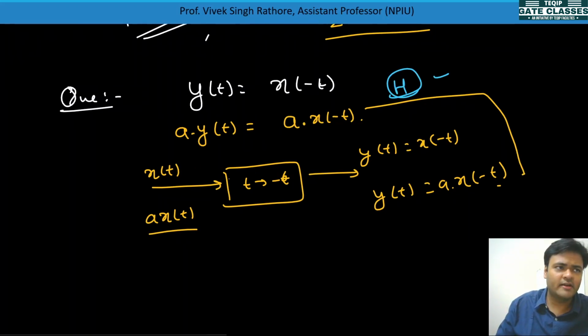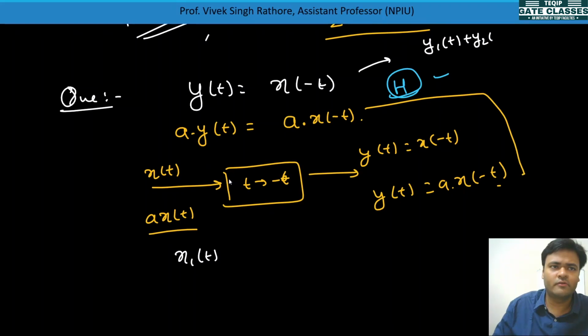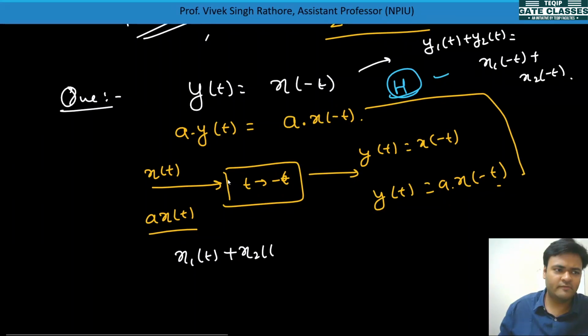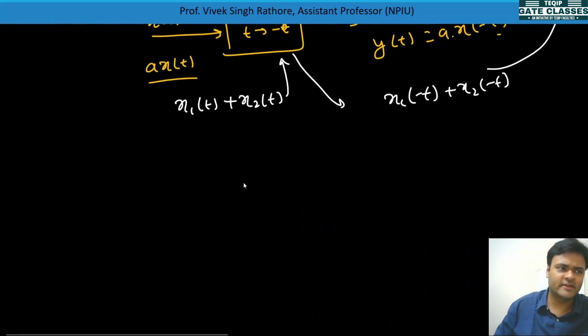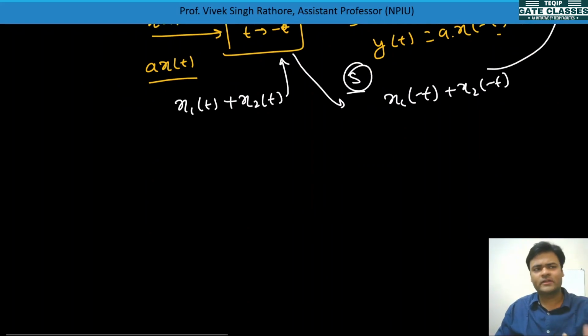And now again we will take x1(t) and x2(t). For this we will do y1(t) plus y2(t), so it will come as x1(-t) plus x2(-t). Now let's suppose we give x1(t) plus x2(t) as input to this system. It will create the output x1(-t) plus x2(-t), and it is exactly the same as y1(t) plus y2(t). So it is satisfying the superposition principle also, so it is linear.